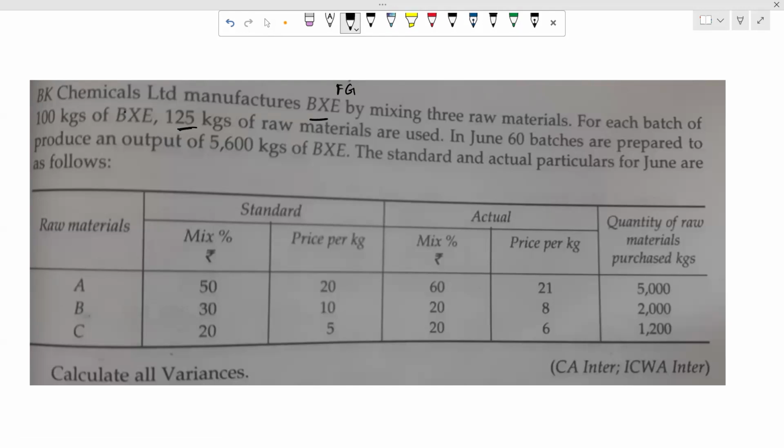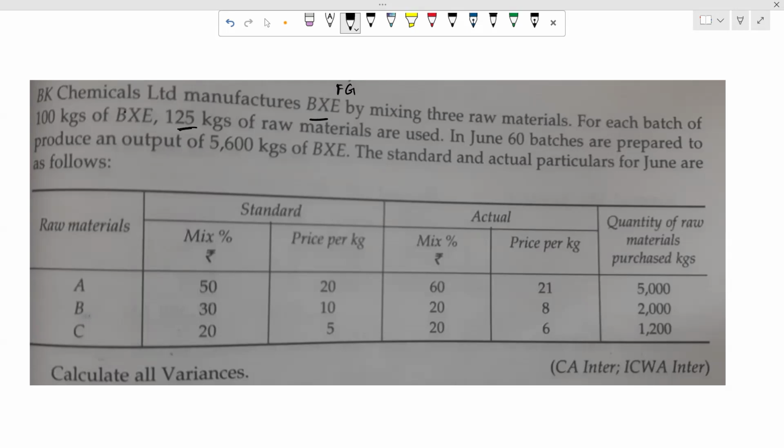So what is the standard input output ratio? In order to manufacture 100 kg of finished goods, we are expecting to use 125 kg of raw materials, which means if your input is 125 kg, your output will be 100 kg.